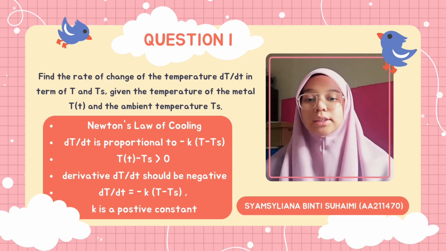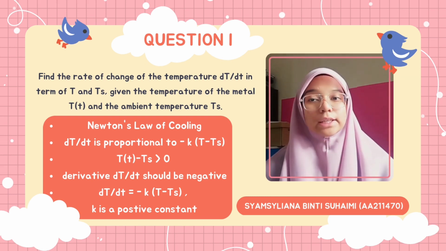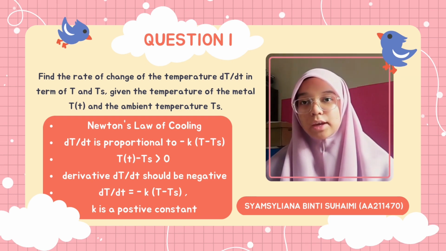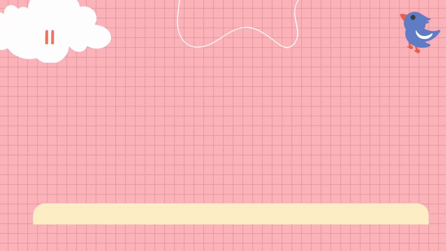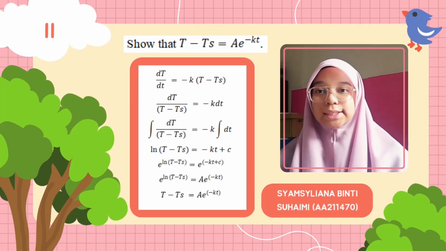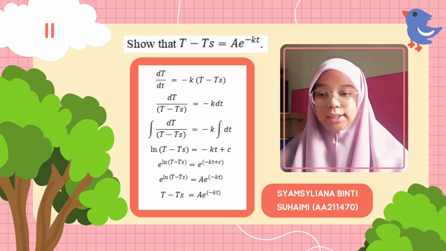This means that the equation we need has to have the following sign pattern: dT/dt equals negative k times (T minus Ts), where k is a positive constant. Next, show that T minus Ts is equal to Ae^(-kt).